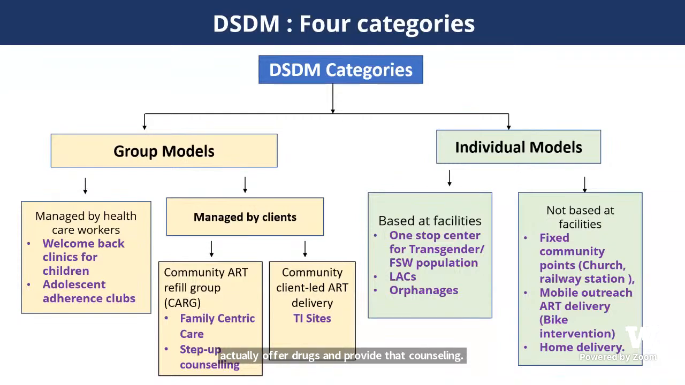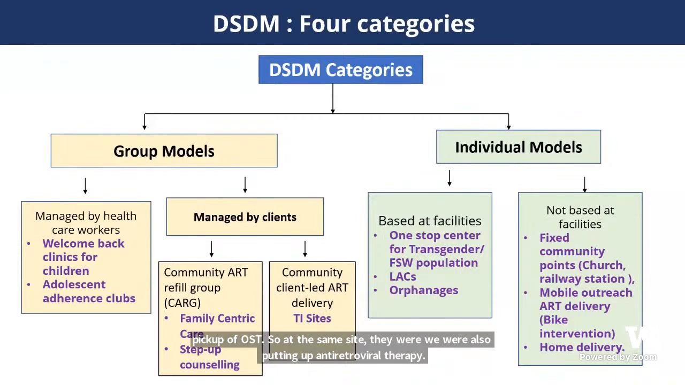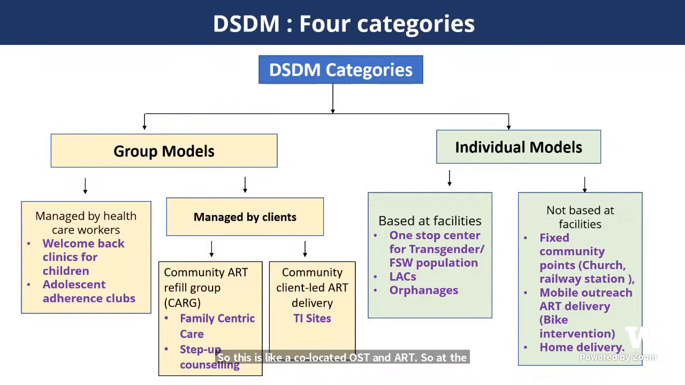And in northeastern states, the epidemic there is more of injecting drug use. So there, when a patient comes for their pickup of OST, at the same site we were also offering antiretroviral therapy. So this is a co-located OST and ART. At the same point you get both things, and there is monitoring of your drug. So this is another model, again under the key populations. And children's groups we have seen.